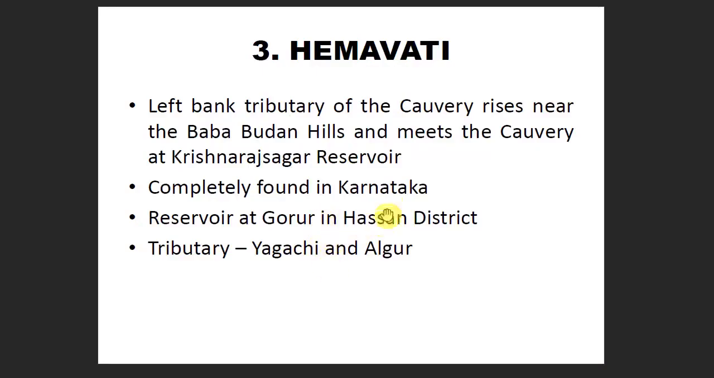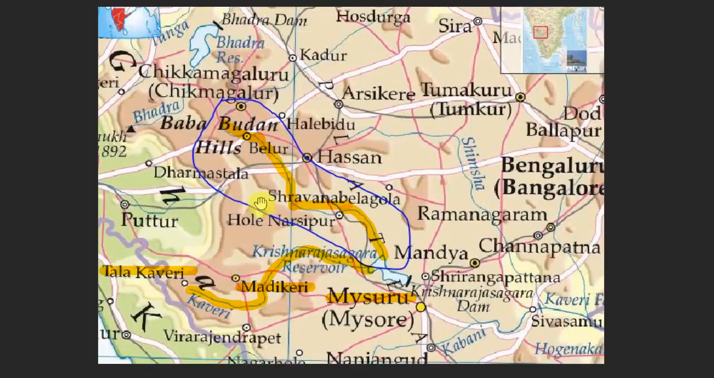Completely located inside Karnataka because it joins at the reservoir, and it also has a reservoir at Gorur in Hassan district. And we can know that most of these rivers they receive heavy rainfall during early part of the monsoon, and because of which their flow increases. Although they might be perennial, but the river regime or the water flow in the river would greatly vary.